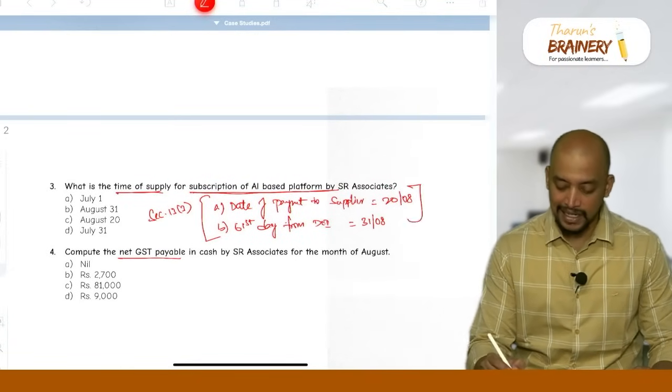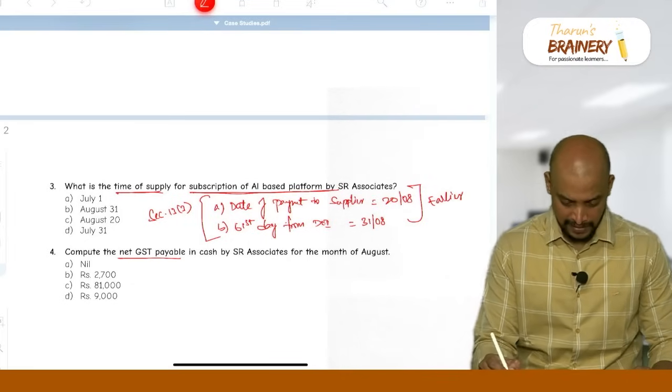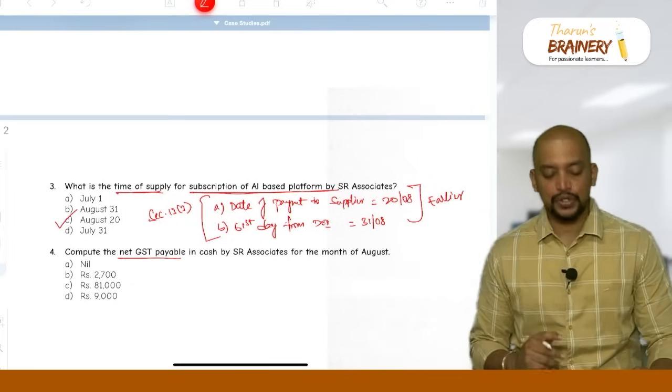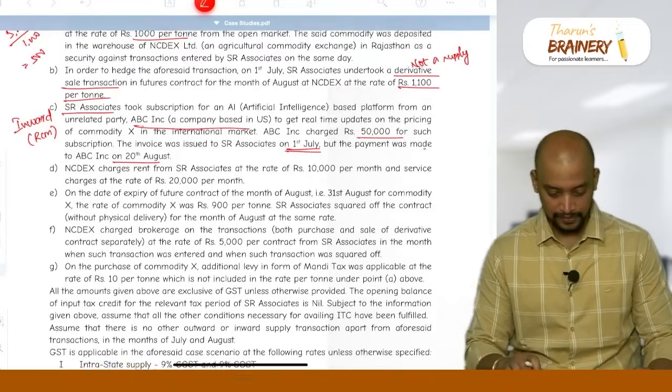Whichever is earlier. Which is earlier? 20th August is earlier. So option C is the answer. The next one.